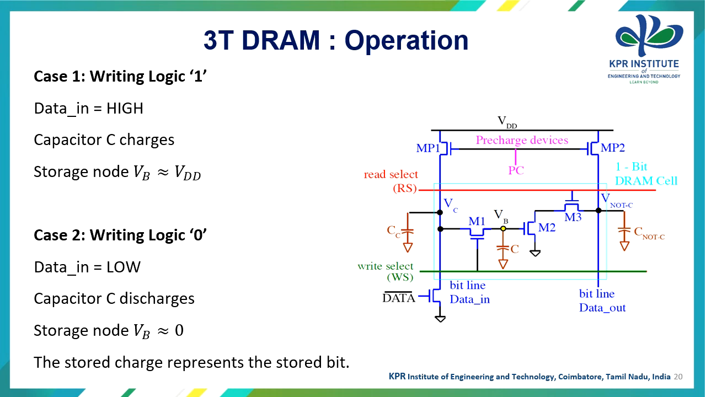Let us consider case 1, that is writing a logic 1. The data_in should be high, the capacitor C should be charged, and the storage node VB should be approximately equal to VDD, that is the power supply. Now let us consider case 2, writing a logic 0. The data_in should be low, the capacitor C should be discharged, and the storage node VB should be approximately equal to 0, that is ground level. The stored charge represents the stored bit.